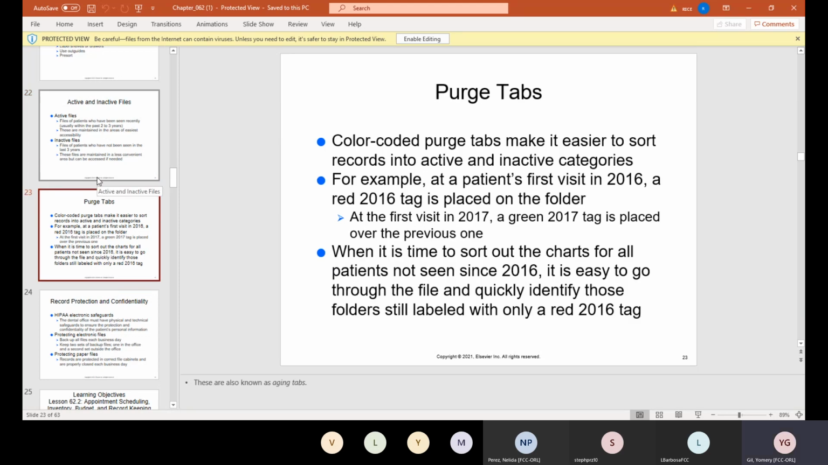Okay, so purge tabs. These are color-coded purge tabs that make it easier to sort records into active and inactive categories. For example, at a patient's first visit in 2016, a red 2016 tag is placed on the folder. At the first visit in 2017, a green 2017 tag is placed over the previous one. When it is time to sort out the charts for all patients not seen since 2016, it is easy to go through the file and quickly identify those folders still labeled with only a red 2016 tag.